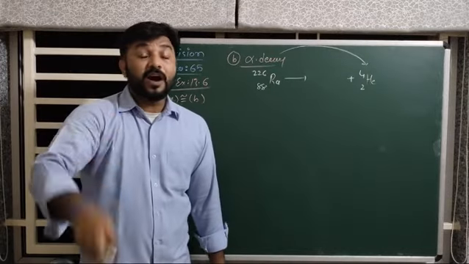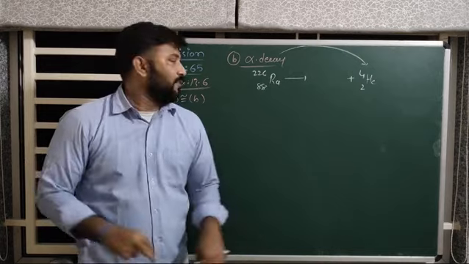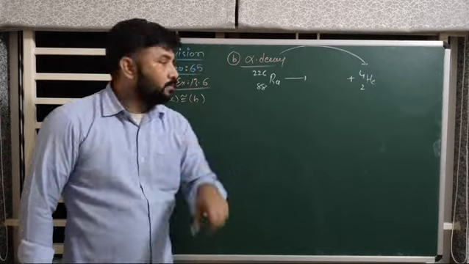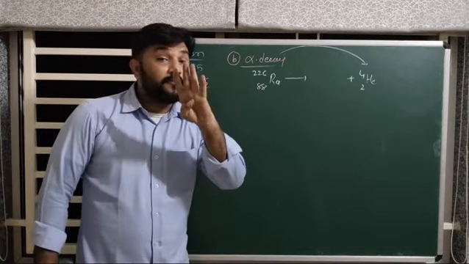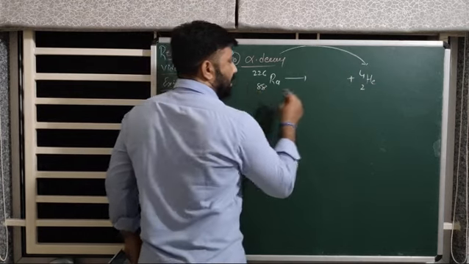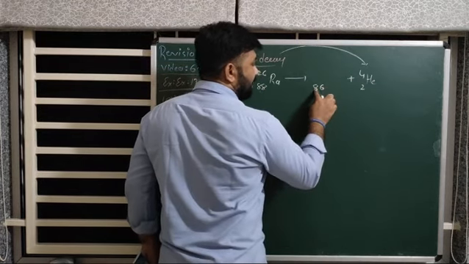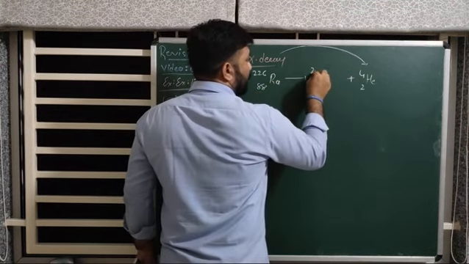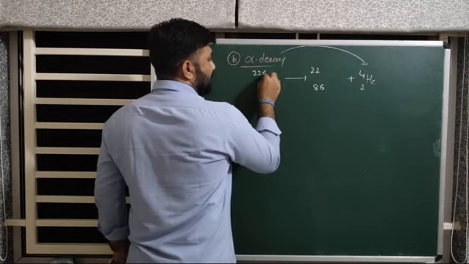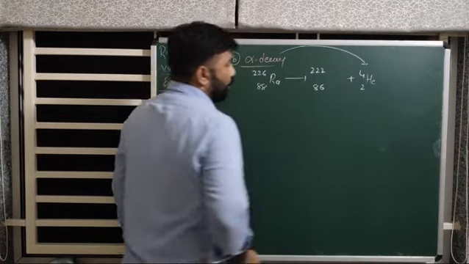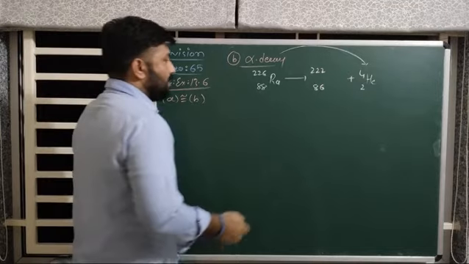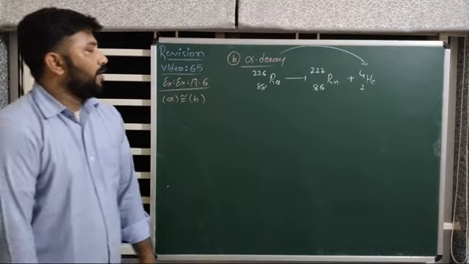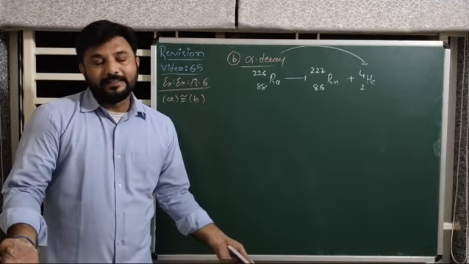Now, the definition of alpha comes from the general equation. What was there? Atomic number decreased by 2. Atomic mass decreased by 4. Means 88 decreased by 2. That is 86. 86 plus 2, 88 happened. 4 is already there. So atomic mass 226 minus 4, that is 222. Then that element is radon. Got it?